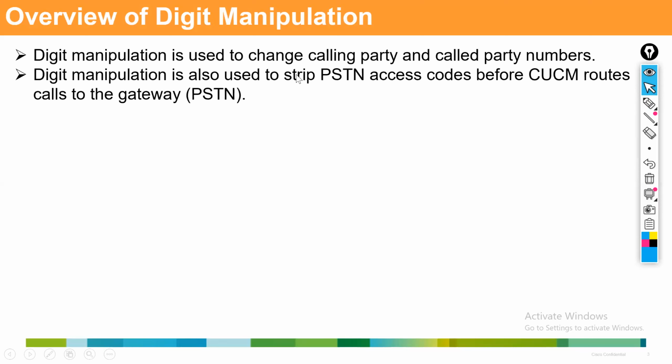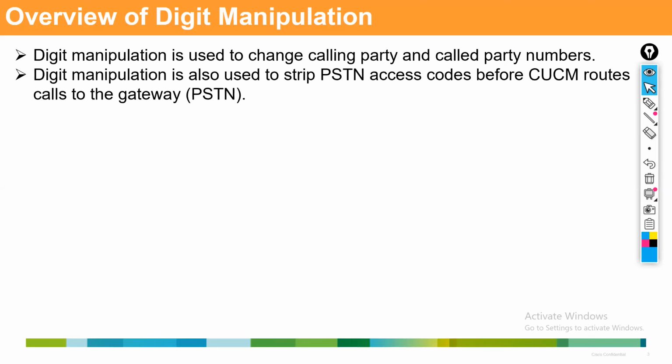Digit manipulation is also used to strip the PSTN access code before CUCM routes calls to the gateway. You remember, whenever we want to make an external call, we create route patterns. When we create a route pattern, we give an extra digit. First, we tell 9, then some number, or 8, some number. But 9 or 8, that is an access code, only for fast processing. We create some access code, or for some security reason.